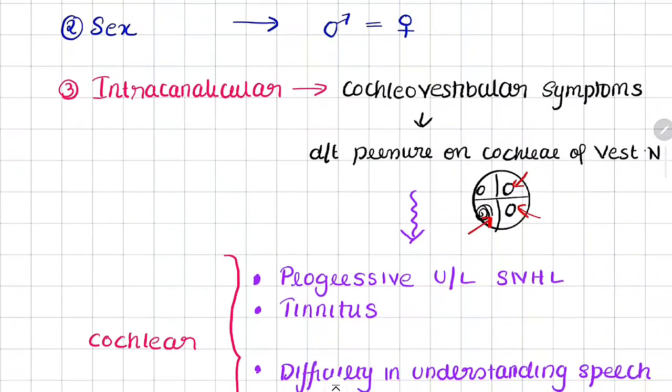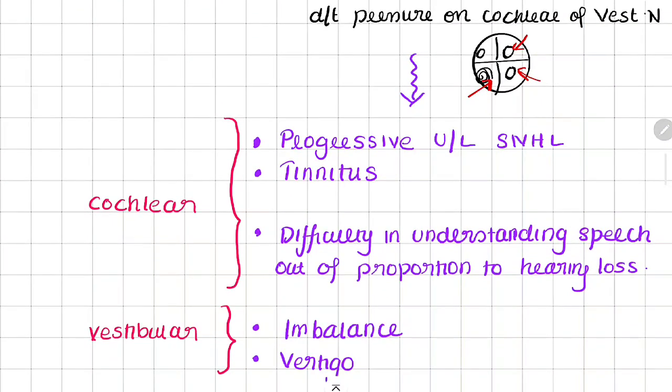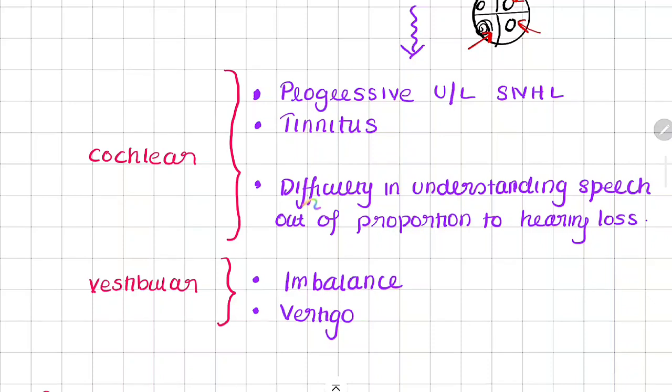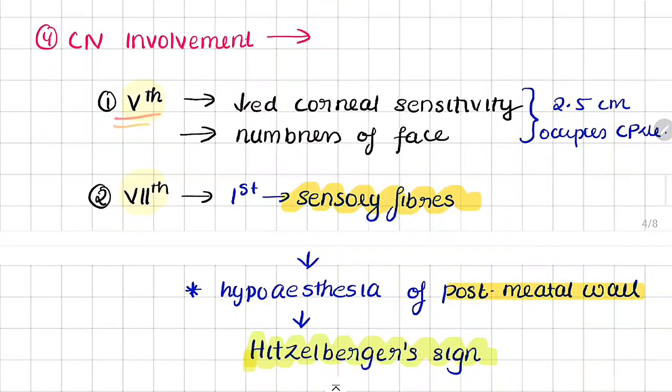Now if it is intracanalicular, that is within the internal auditory canal, we can see cochleovestibular symptoms because they are giving pressure on the cochlear and vestibular nerve. So cochlear nerve pressure will give rise to progressive unilateral sensorineural hearing loss and tinnitus. Also, there will be difficulty in understanding speech. The speech discrimination score will be poor, and that will be out of proportion to the hearing loss. Then what are the vestibular symptoms? Imbalance and vertigo.